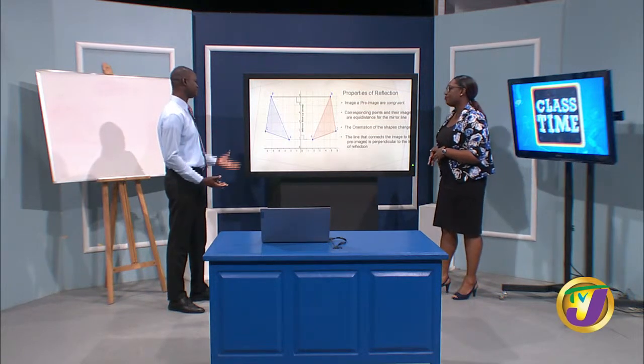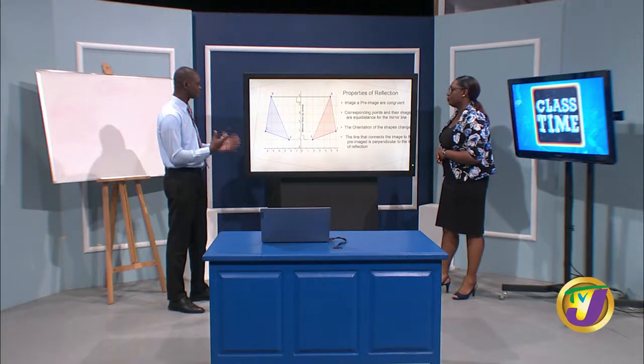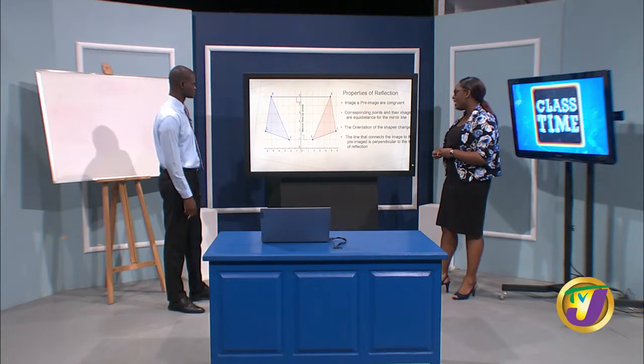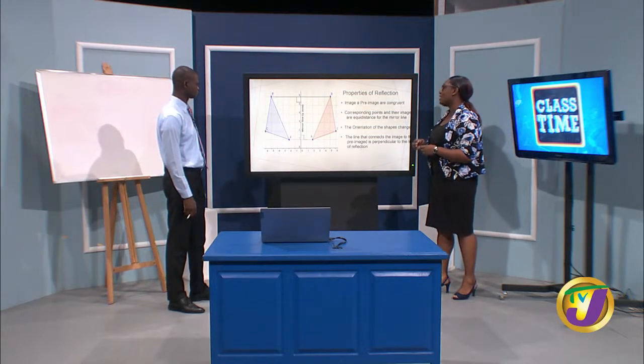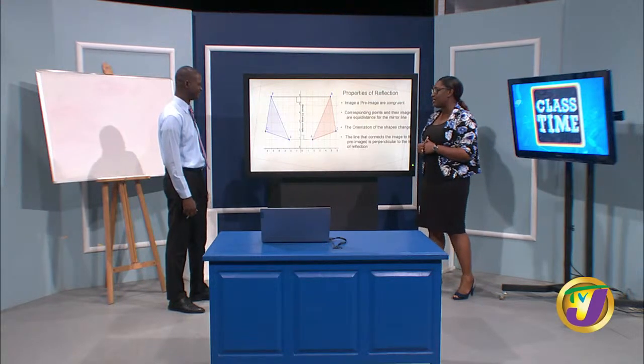And that's what we have been saying over and over. The size and the shape remain the same. So they are equal in every aspect. Another point is that corresponding points and their image are equidistant from the mirror line. And Mr. Price belabored that point a while ago.